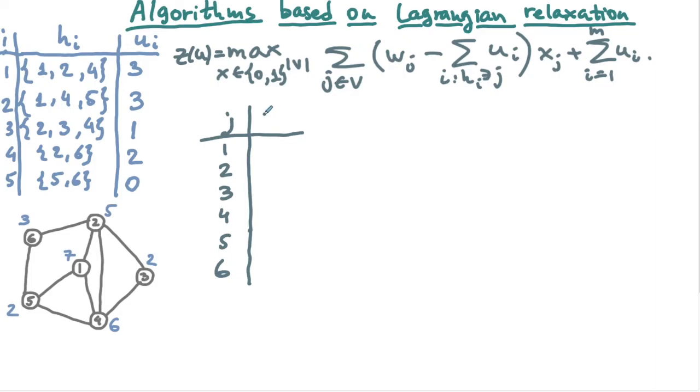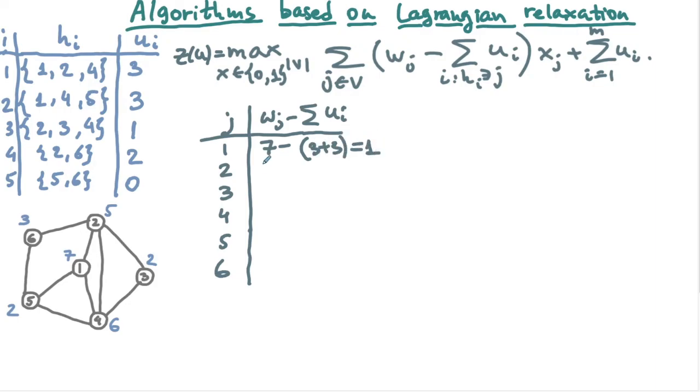Then here we'll have wj minus the summation of ui's, essentially the coefficient that we have here for xj. Alright, so looking at j equal to 1, wj would be the weight of vertex j. So the weight of vertex 1 is 7, and then we subtract the summation of ui's over all the i's such that the hyperedge hi contains vertex 1. So the first and the second hyperedges contain 1, so it's gonna be minus 3 plus 3.